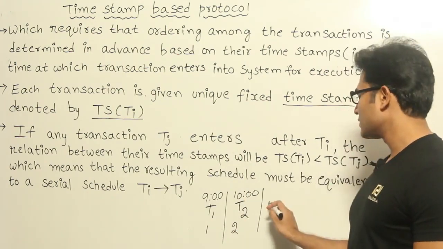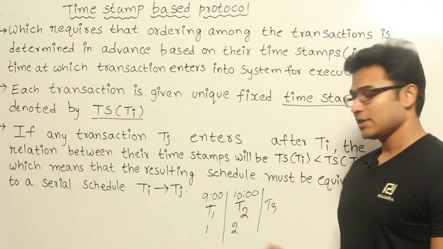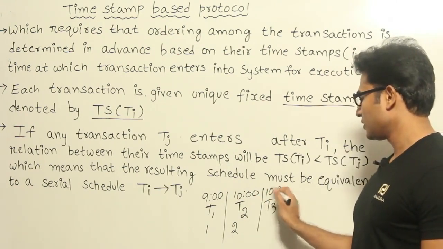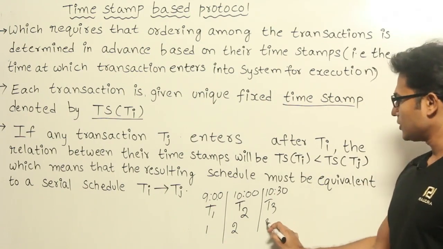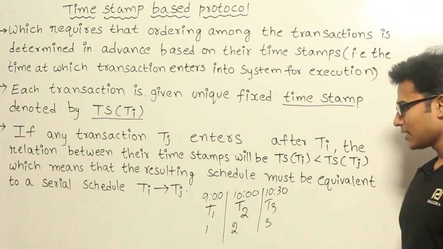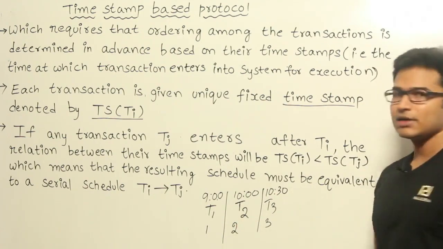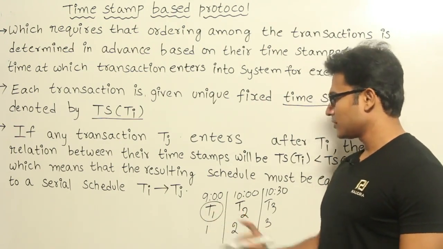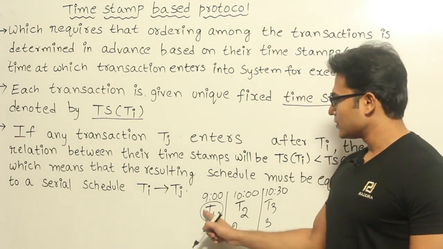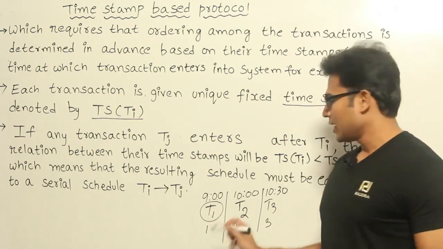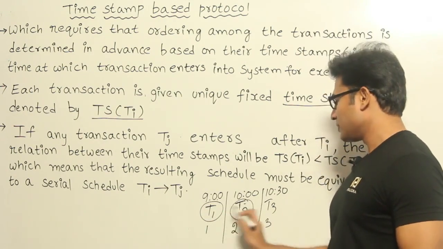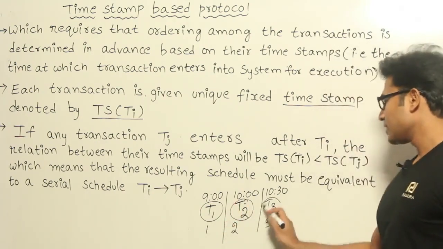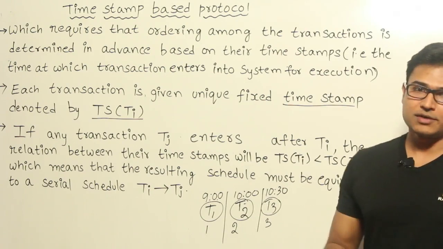For example, if there is one more transaction T3 which has entered after T2, let us say at 10:30, we are going to give it number 3. Now by looking at these numbers, I'll be able to say which one has entered earlier, right? The timestamp of this one is less, therefore we can say this is the earliest one which has entered. If the timestamp of this one is between these two, we can say that this one has entered between these two. And this one is highest, so we can say that it is the last one to enter.